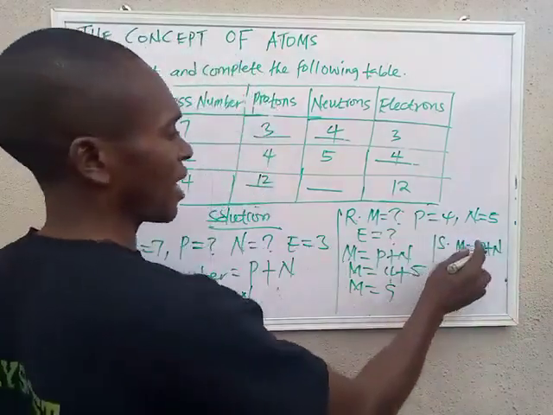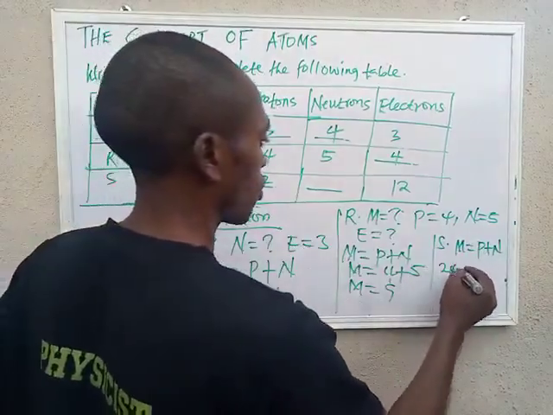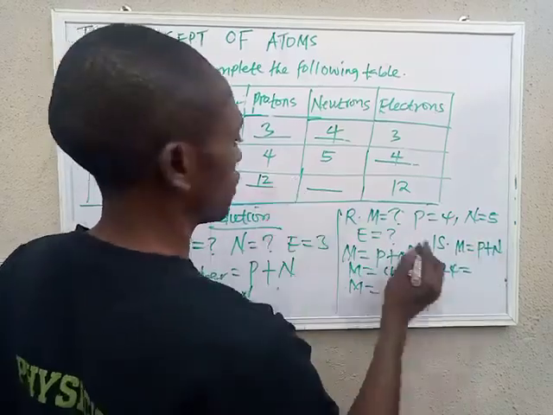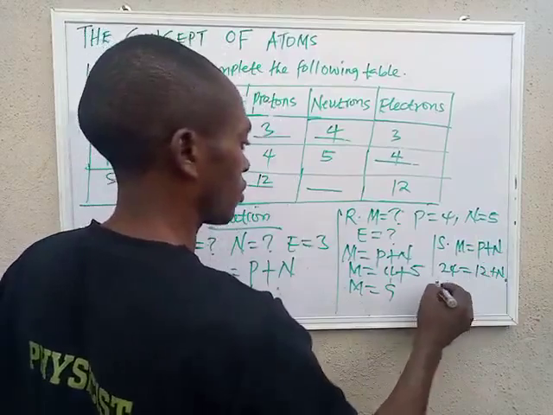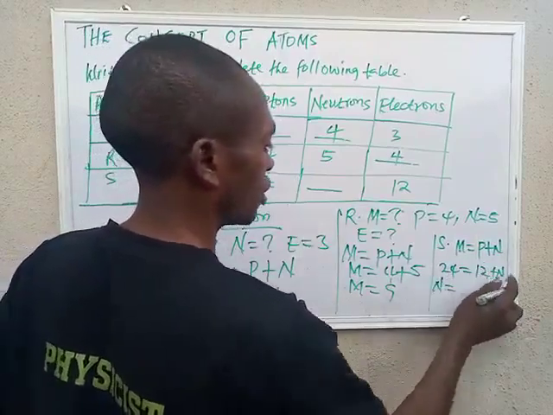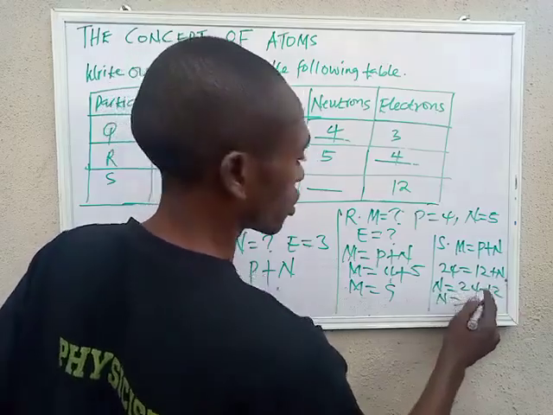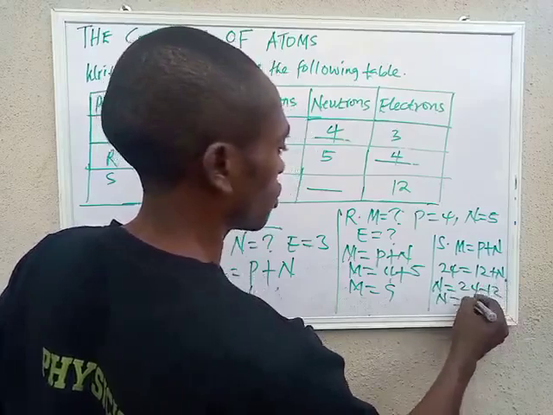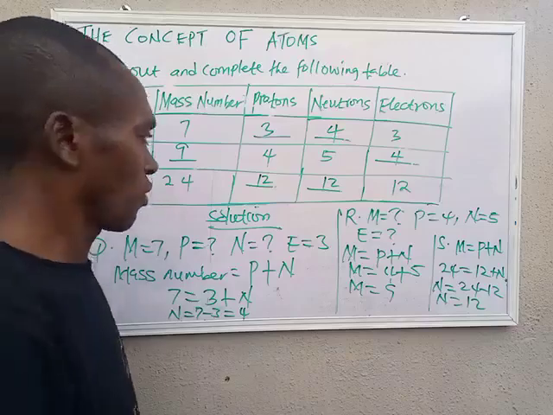So M is given as 24. I'm going to say 24 equals P, P is given as 12, plus N. We're looking for N, making N the subject of the formula, we have 24 minus 12, which gives us 12. So the number of neutrons here is 12.